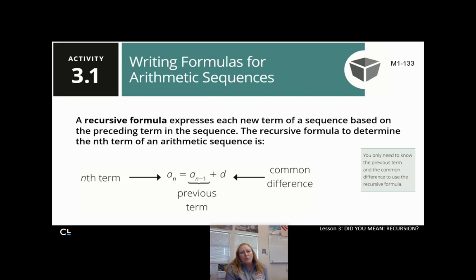Now, I've already done the warm-up. We've already done the getting started activity. So we're going to jump right in here to activity 3.1. We're going to start looking at recursive and explicit formulas for our arithmetic sequences.